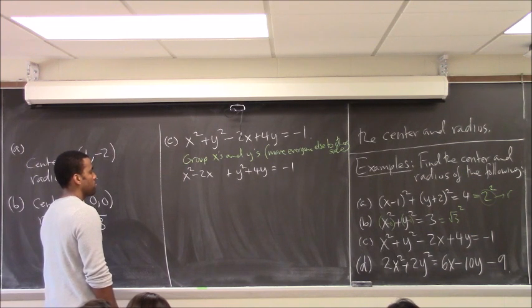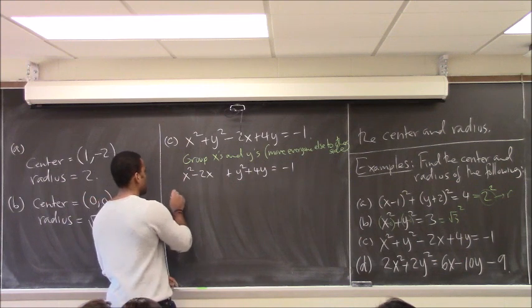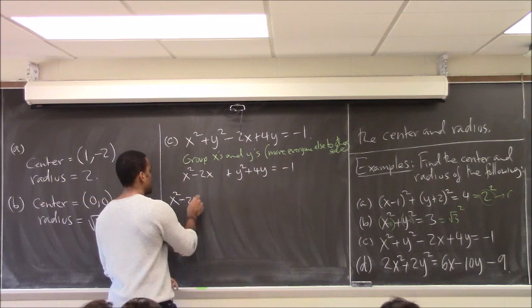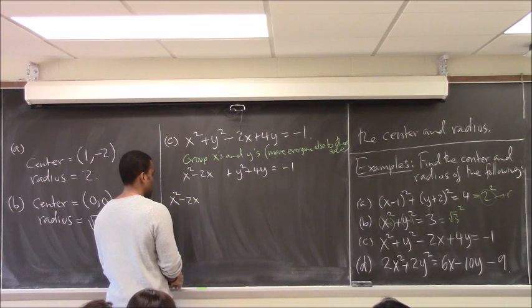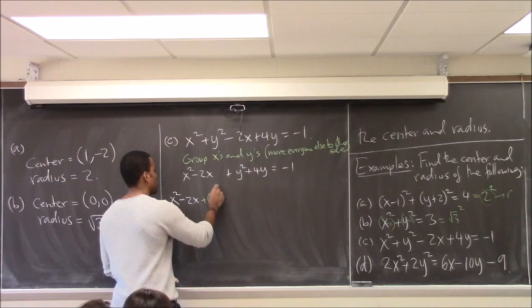So we have x squared minus 2x, which is the beginning of the square. How do we complete it? Divide b by 2 and then square it. So you get minus 1 and then you square it. So you're going to add minus 1 squared.